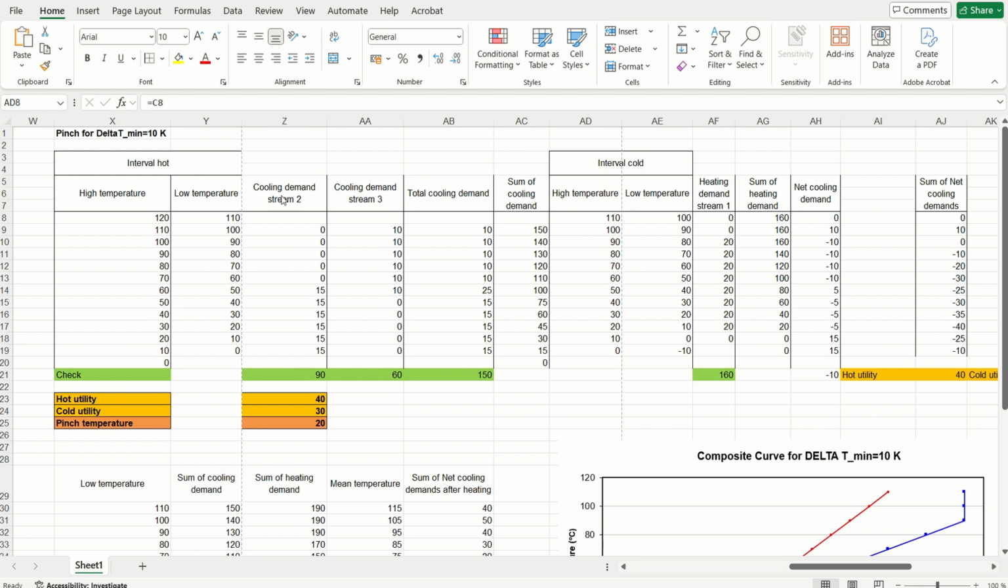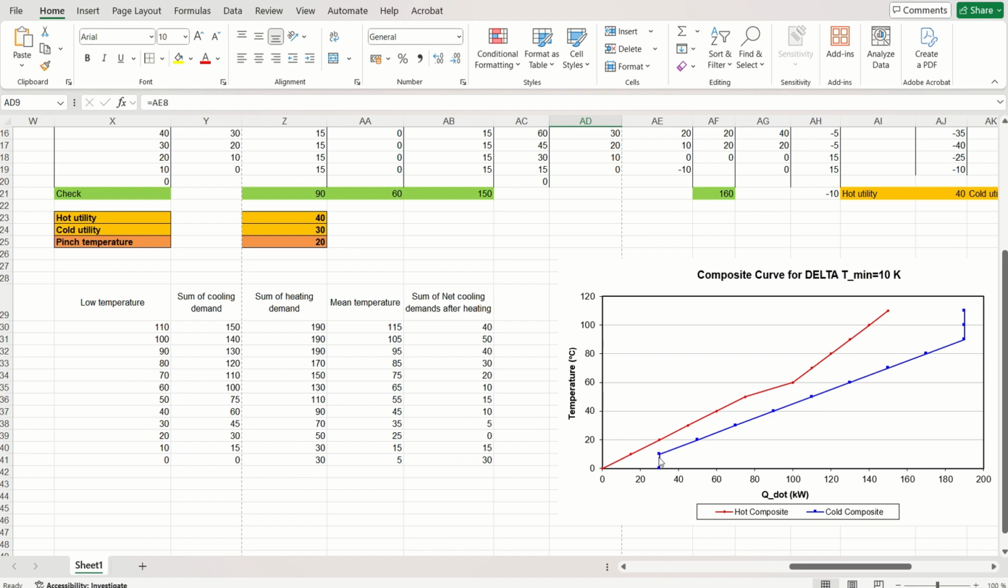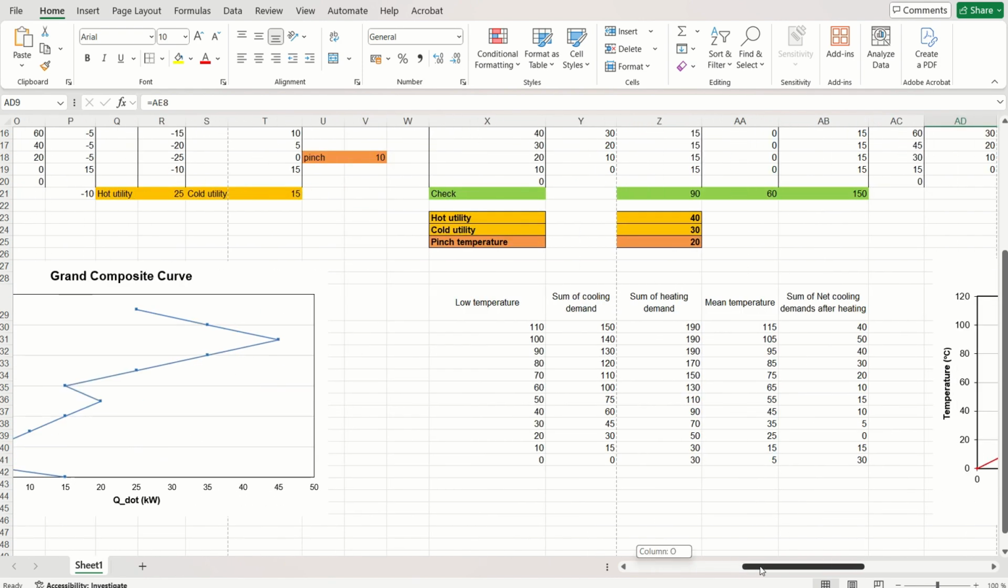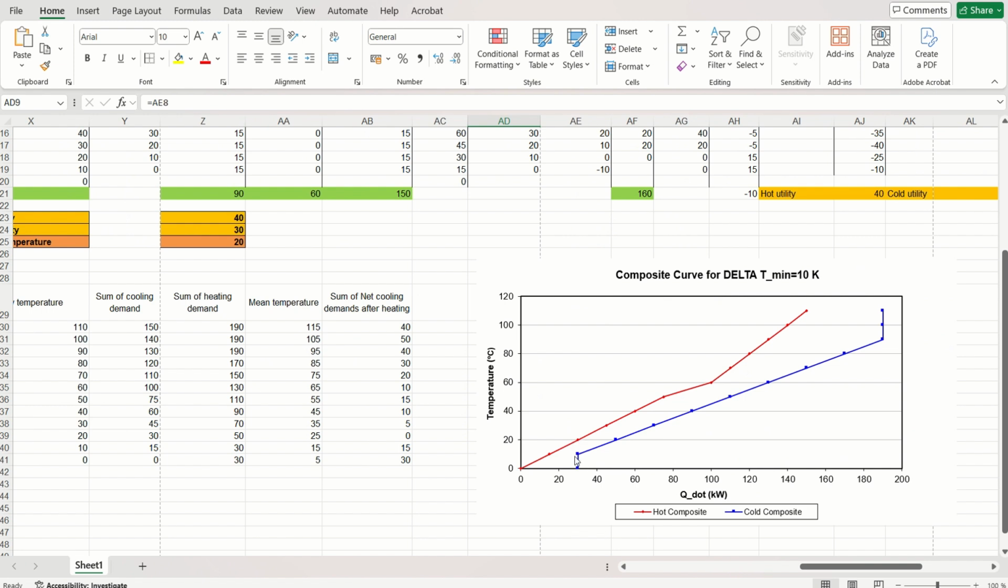So now that we know how the calculation is done for different cases, for a delta T minimum of 10 Kelvin the only difference is the temperature interval of hot and cold streams. Here we can see that the hot streams and cold streams have a minimum temperature difference of 10 Kelvin between them, which means they are separated by 10 Kelvin. That is the only difference between the 0 Kelvin case and the 10 Kelvin case. For 0 Kelvin, these two curves are touching each other. But in this case, there is a minimum temperature difference of 10 Kelvin along the process.